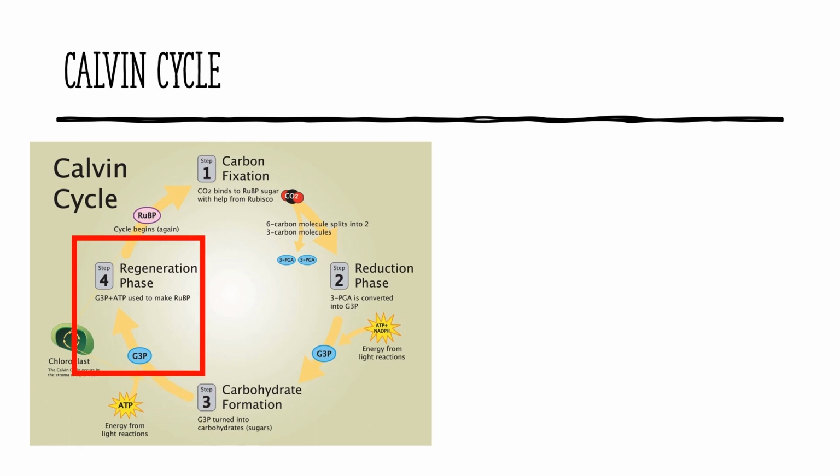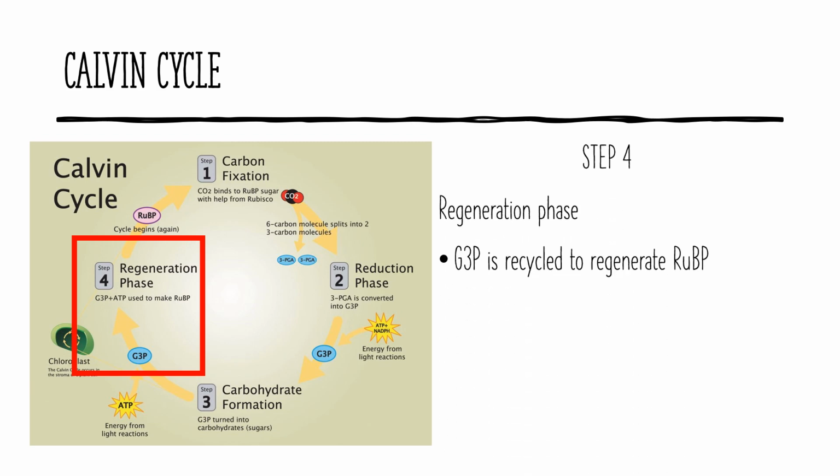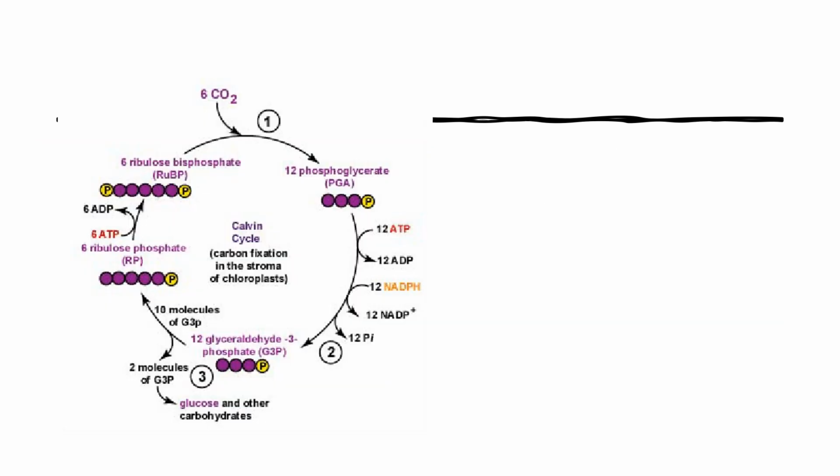In the last step, we have the regeneration phase. In the regeneration phase, G3P is recycled to regenerate RuBP to make the process continue. And take note as well that this process requires ATP. So what happens is that ATP acts on G3P to make another RuBP. And that RuBP produced in the regeneration phase will be used again to start the cycle.